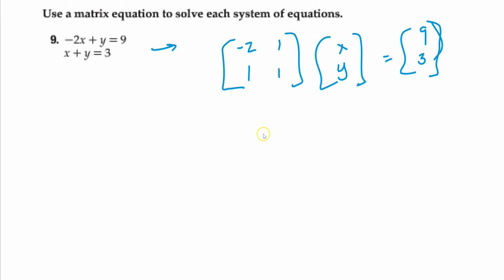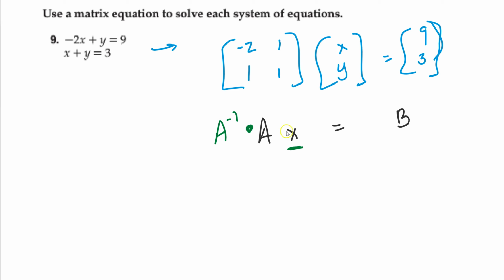I'll put this in my calculator as matrix A. This is, pretend it's x. I'll put this in my calculator as matrix B. Now if I want to solve for x here, which is my goal, I want to cancel out A. And the way you cancel out matrices is you multiply by the inverse. So you multiply this side by A inverse.